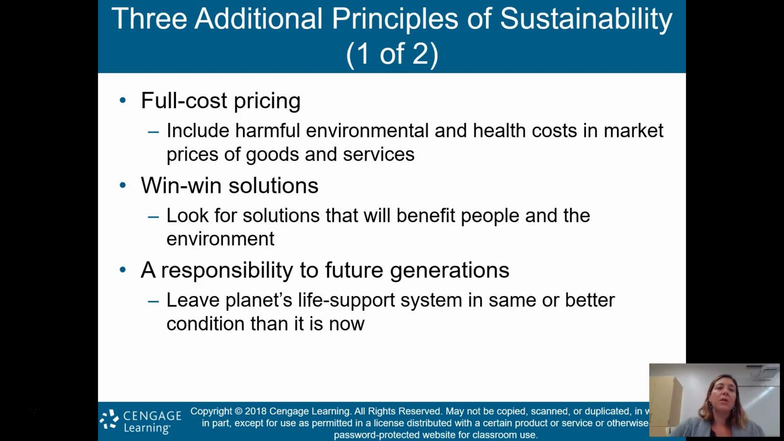Our first principle here listed is full cost pricing, and this would come from our discussion of economics and how economics can be applied to ideas of sustainability in the environment. So what full cost pricing is, as listed here, it says it includes harmful environmental and health costs of producing and using goods and services in their market prices. In other words, including the external cost of using resources to produce things that we as humans want and need.